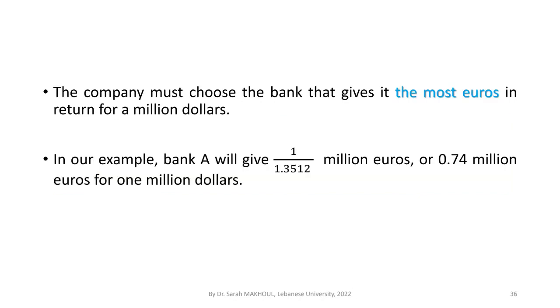What does she want to do? The company is now in the process of selling $1 million. So the company must choose the bank that gives her the most euros in return for $1 million. In our example, Bank A will give her 0.74 million euros for the $1 million that she is offering for sale.